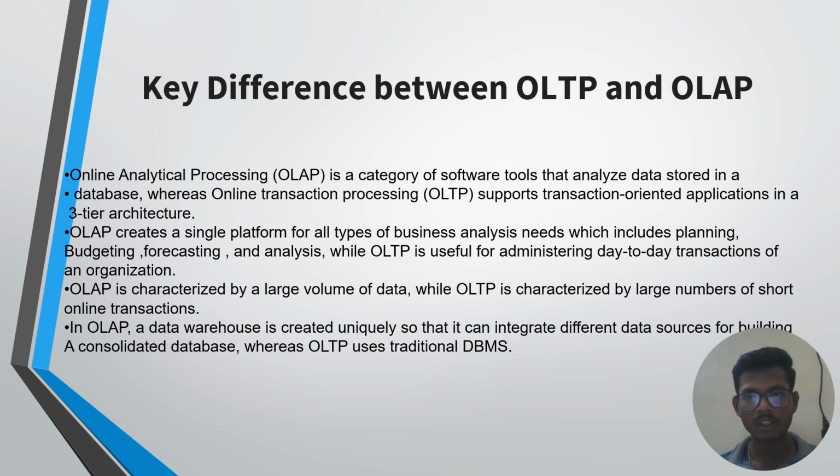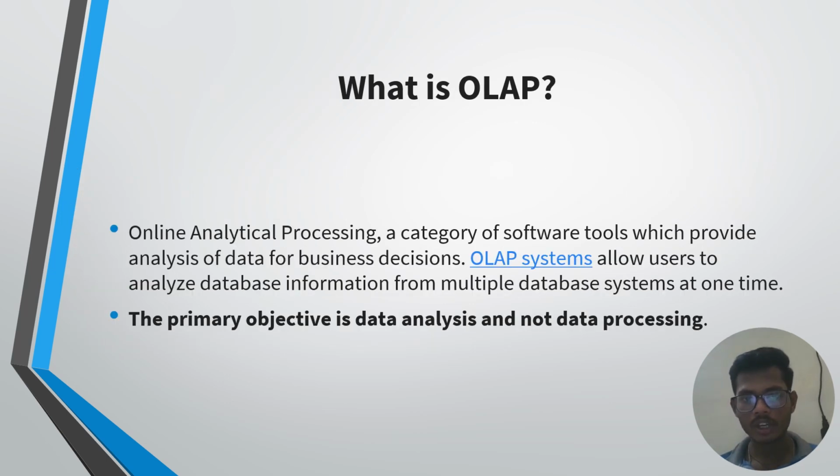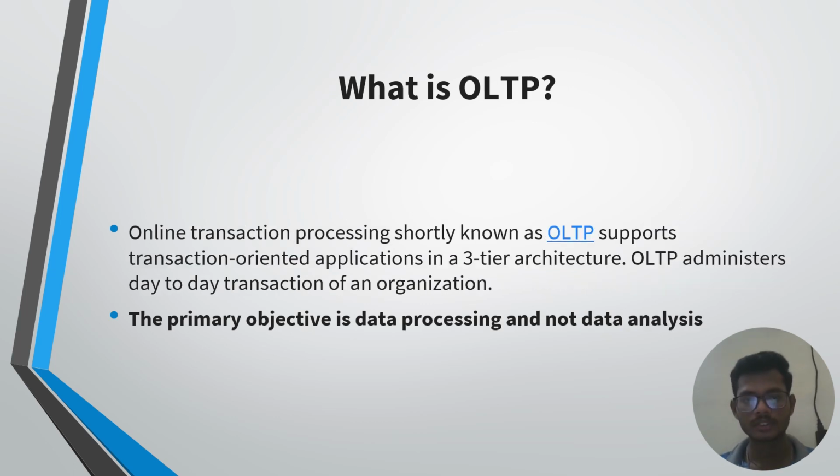Now we'll see OLTP and OLAP separately. What is OLAP? Online Analytical Processing, a category of software tools which provides analysis of data for business decisions. OLAP systems allow users to analyze database information from multiple database systems at one time. Its primary objective is data analysis, and it is not used for data processing.